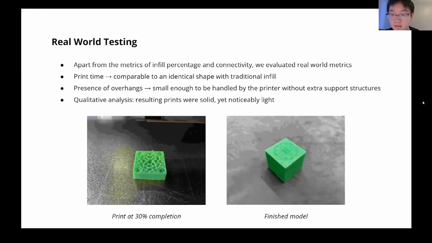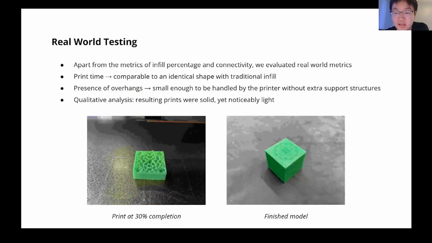I can talk about this part. So after evaluating our cellular automata generated infill structure with digital metrics like the infill percentage and connectivity, we also wanted to see how they perform in real-world 3D printing. The print time was pretty comparable to a traditional infill pattern of the same size, which means our method didn't slow down the printing process.